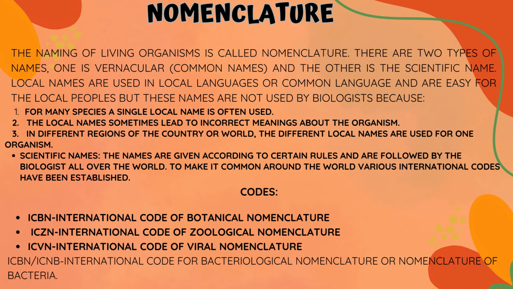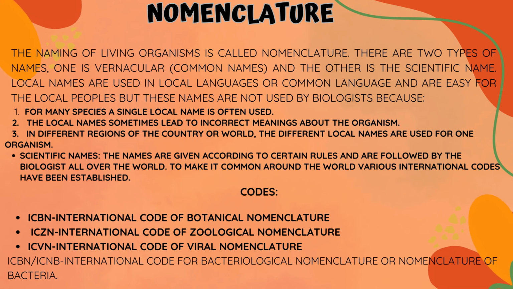Nomenclature. The naming of living organisms is called nomenclature. There are two types of names. One is vernacular, the common names, and the other is the scientific name. Local names are used in local languages or in common language and are easy for local people, but these names are not used by biologists because for many species a single local name is not often used. The local names sometimes lead to incorrect meanings about the organisms. In different regions of a country or the world, different local names are used for one organism.